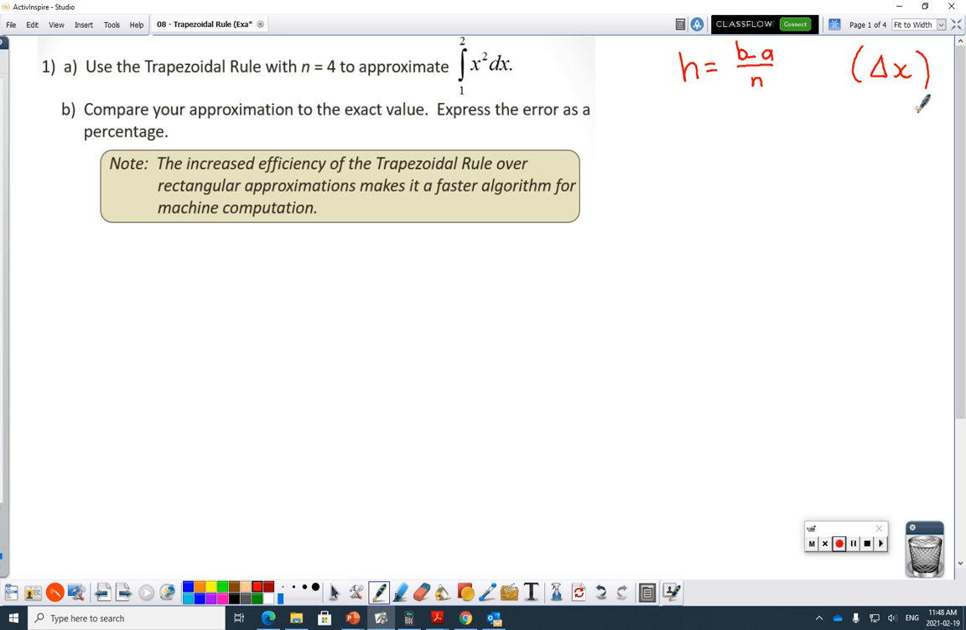So b minus a, what do we got? We're trying to do the interval 2 minus 1. And how many n's? How many trapezoids? 4 trapezoids. So each of these trapezoids will be 1/4 wide.